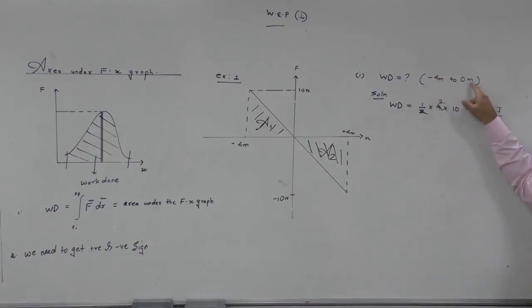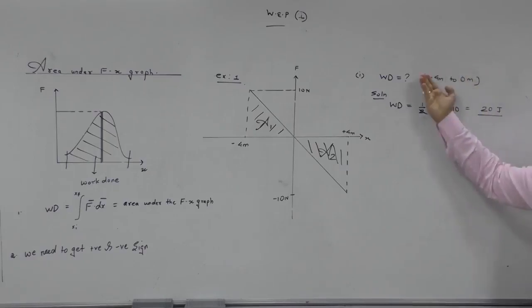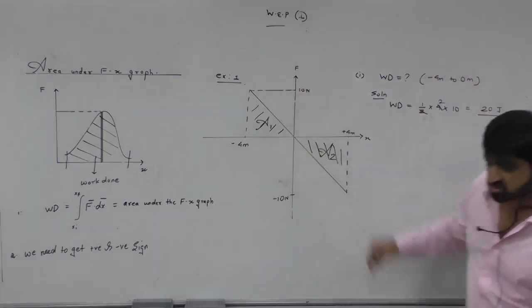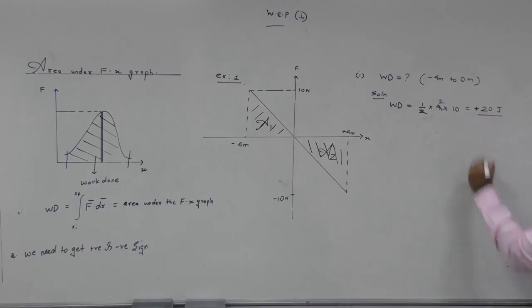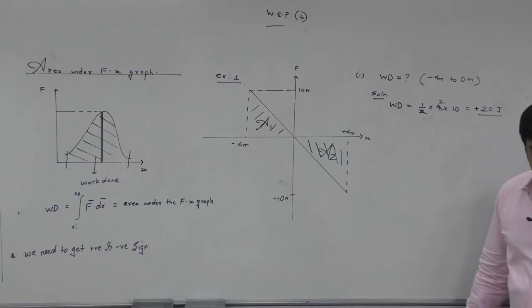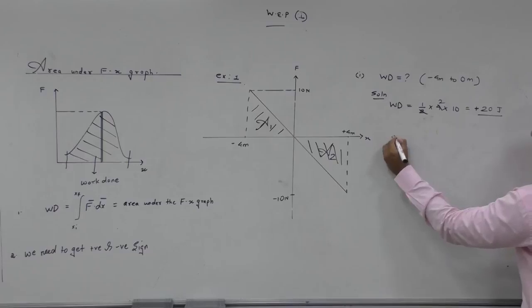Minus 4 to 0. The displacement is positive or negative? Positive. And the force is also plus. Displacement is also positive and the force is also positive. You getting it? Displacement is positive and force is also positive. This is the answer.